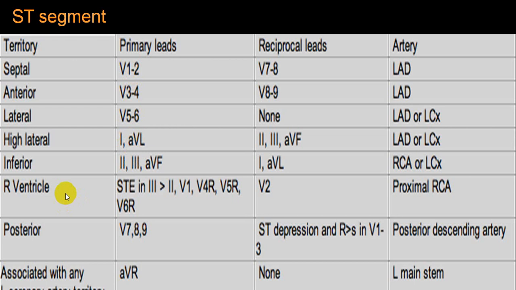But now, if you get ST elevation in lead 3 more than lead 2, always keep in mind, is it a right ventricle MI? Then in that case, you will have to look at whether ST elevation in lead 3 is more than lead 2. There will also be ST elevation in V1, and you will have ST elevation if you take leads V4R, V5R and V6R. And you will have an ST depression, that is a reciprocal change, in V2. If you get these classical findings, it is RVMI, and that will be with proximal right coronary artery involvement.